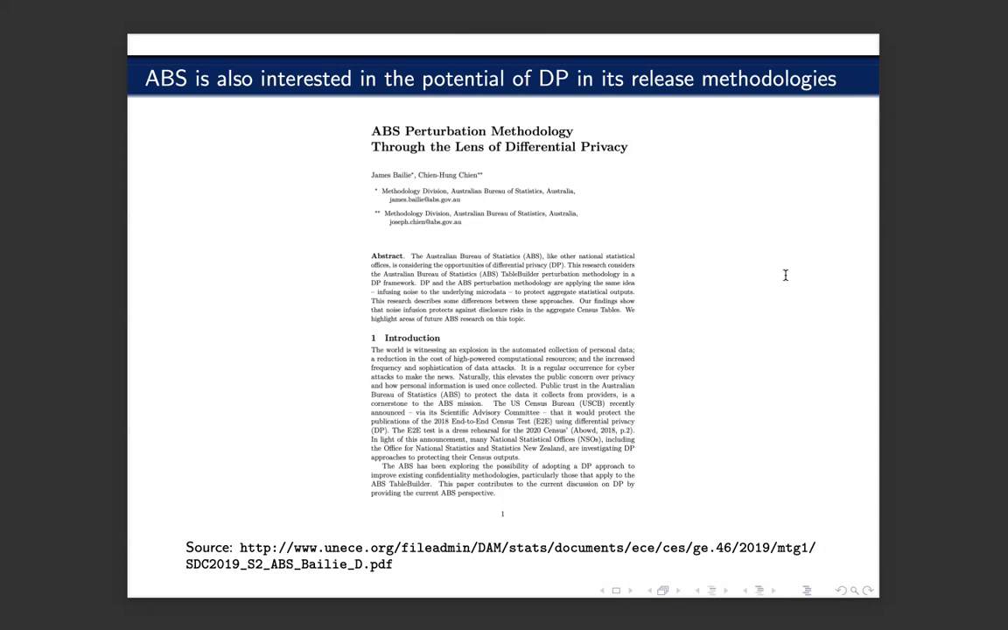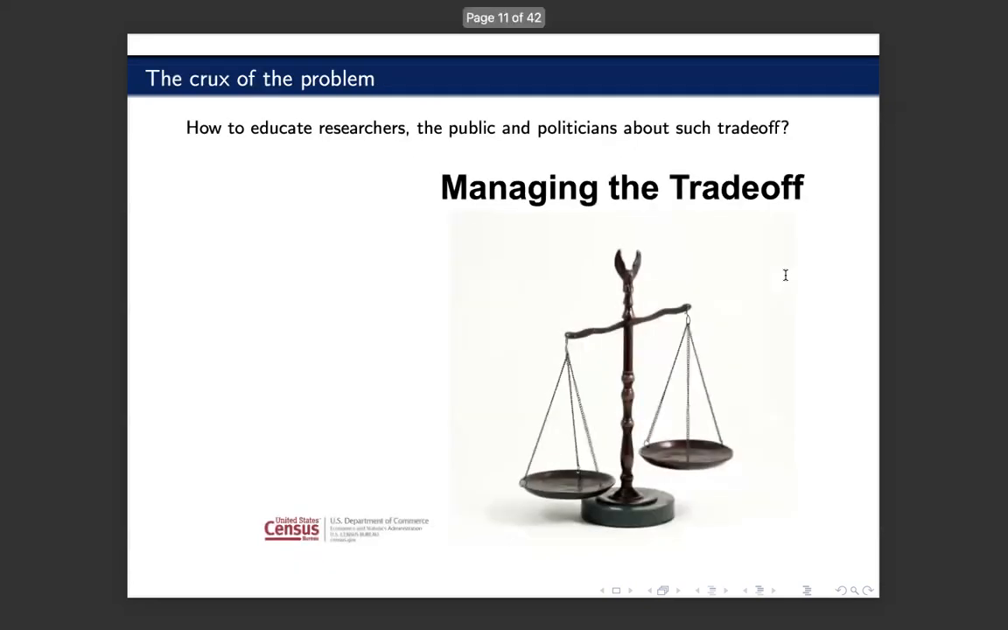And they refer to the US Census Bureau here. Of course, there is a community that they kind of look up to each other to see what everybody else is doing. So that is interesting. And essentially the crux of the problem comes down to how to convince researchers, how to convince the public and politicians that we cannot rely on past methods. We have to do something.